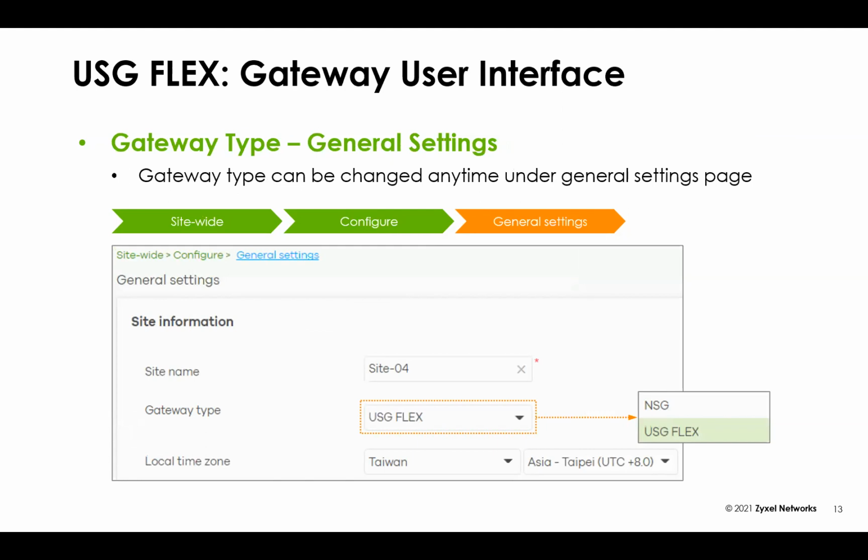Also, the gateway type can be changed under the general settings page as well. So if you had previously installed an NSG and you're going to be swapping it out for a USG FLEX, you can go to your general settings for that particular site and then swap the gateway type from NSG to USG FLEX.